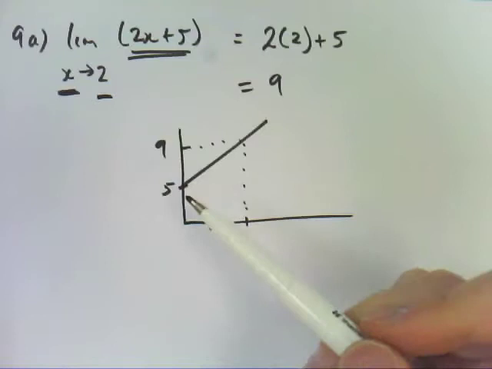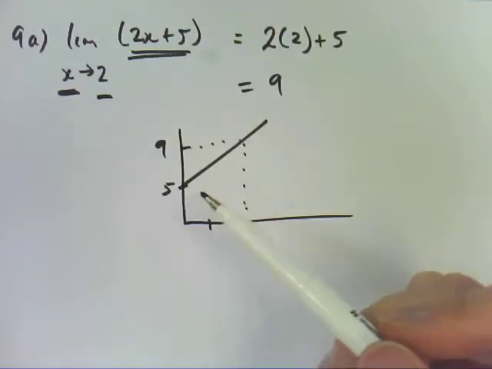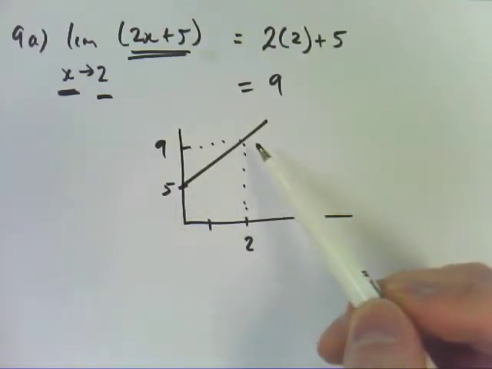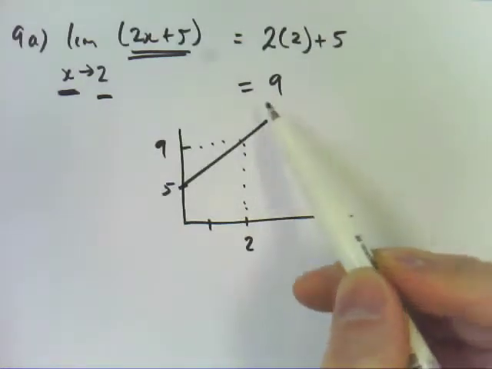So with limits, is that where it stops at 2, 9? Or does it keep going? Well, as you approach it, that's what you're going to get to.